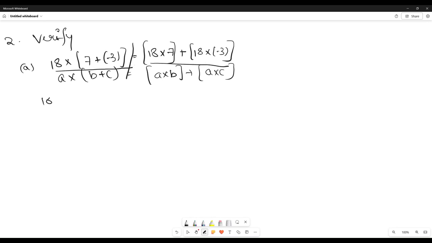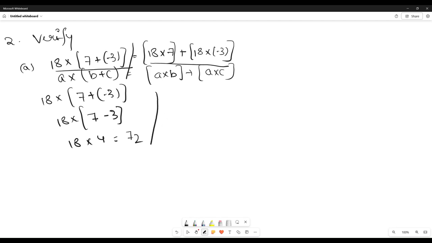First, 18 into 7 plus minus 3. First, we have to remove the brackets. 18 into plus into minus, always minus. 18 into what is 7 minus 3? Which is 4. The value of 18 into 4 is 72.